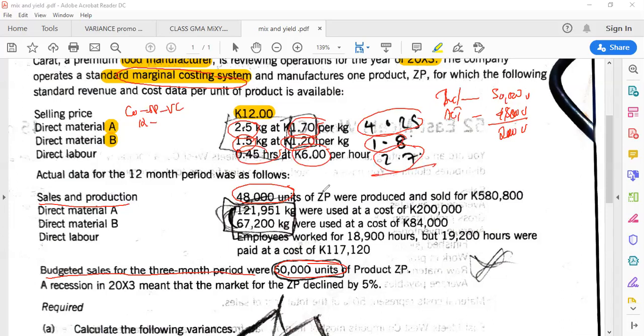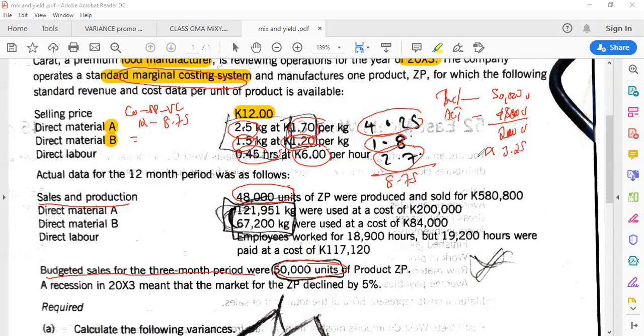What is your total contribution? What is the total variable cost? Total, how much? Give me the total. 8.75. So we remove 8.75 from 12. What is our contribution? 3.25.